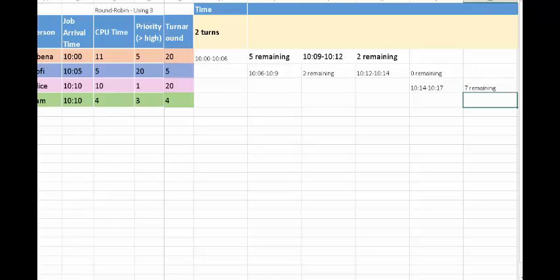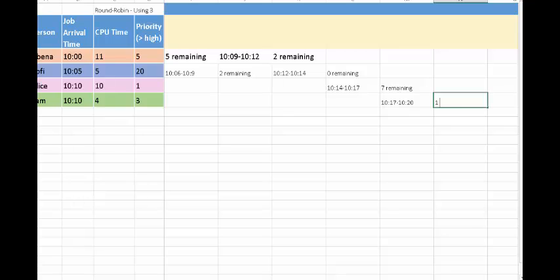Then the next person takes a turn, which is Sam. Sam was supposed to go for 4, but he's going to have 3 of them. So 10:17 to 10:20, he's done 3 of them, so has 1 remaining. The other person who has some remaining is Abena. She has 2 remaining now, so she's going to do her 10:20 to 10:22.